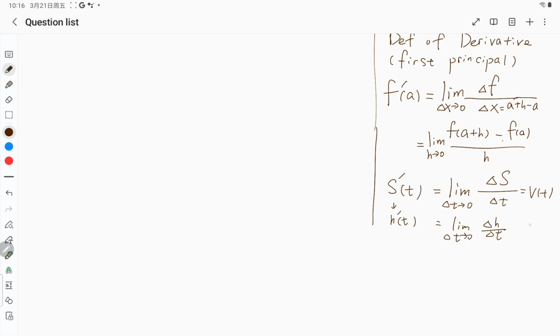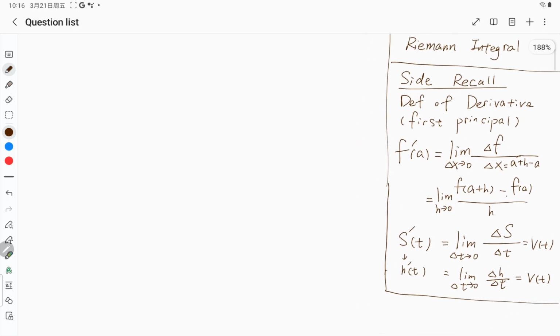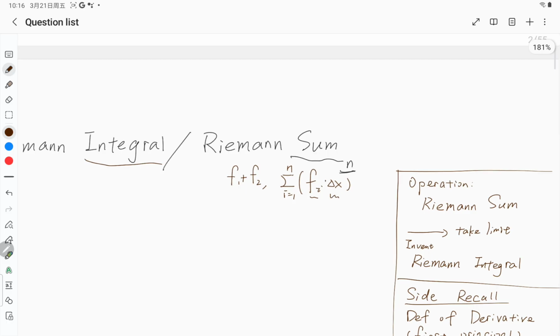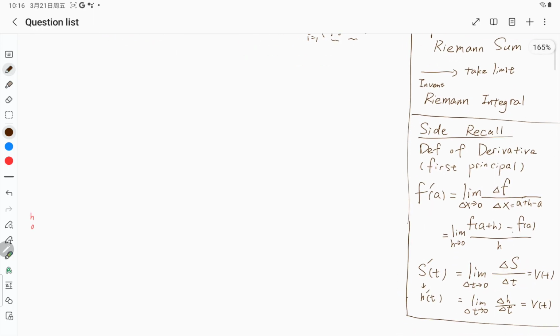Okay, so the integral is like the other way around. We still have a basic operation, but instead of taking a fraction, dividing something, we multiply something. So just think it through. Taking a derivative is like average change, where we divide delta s by delta t, and then take the limit.